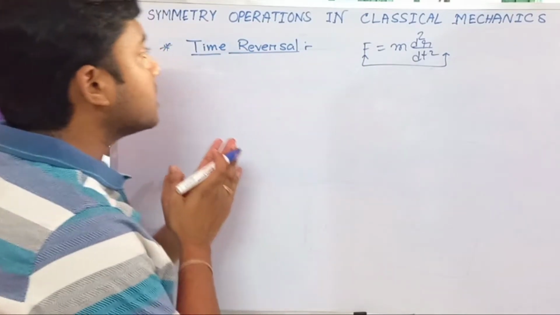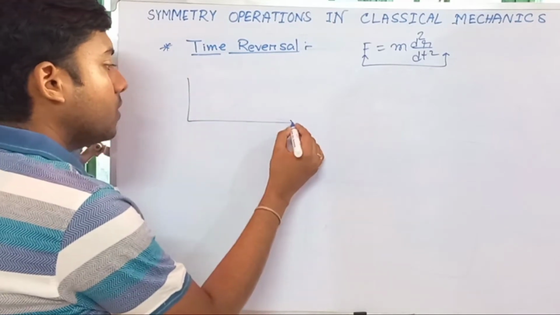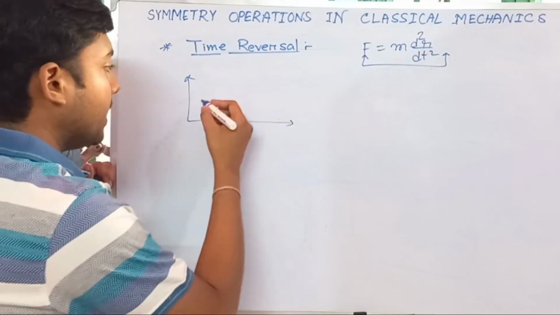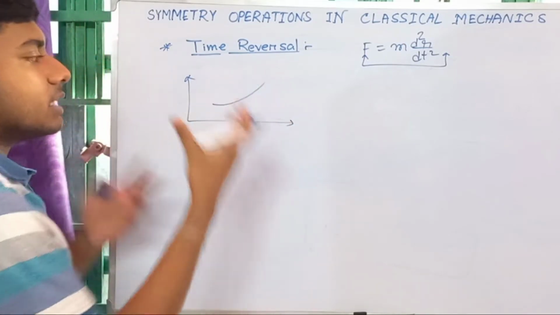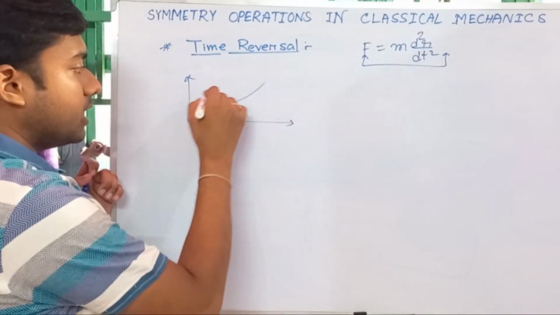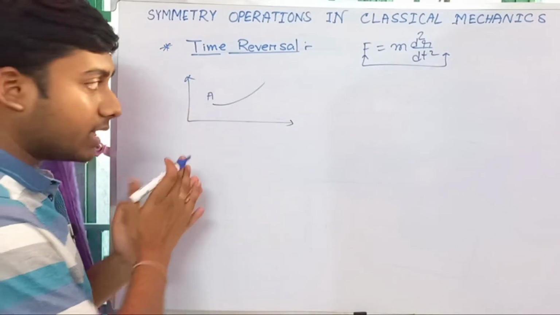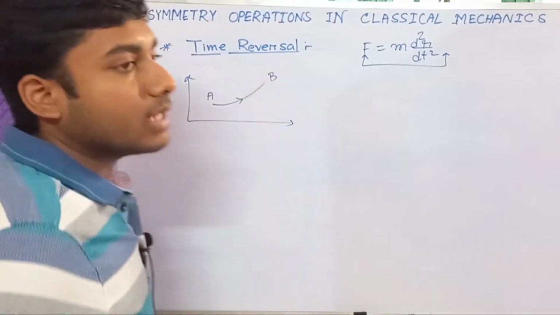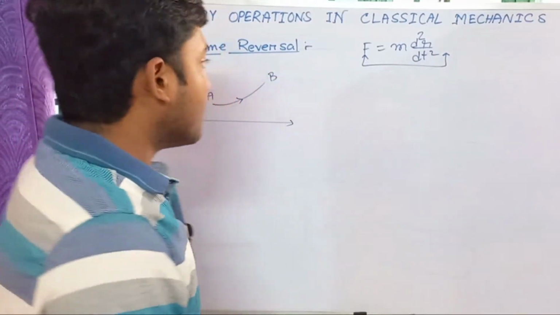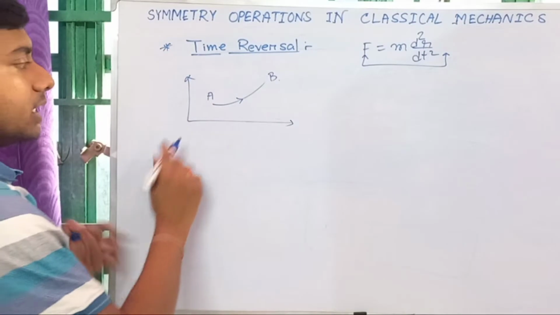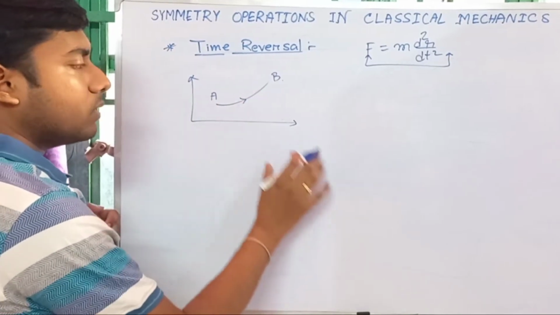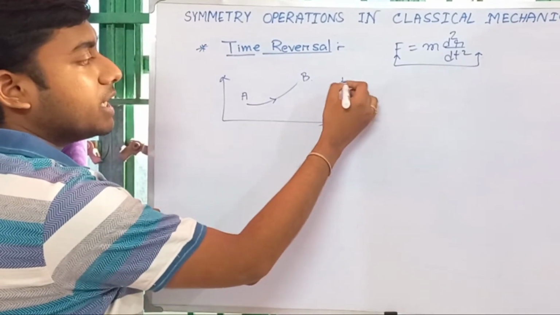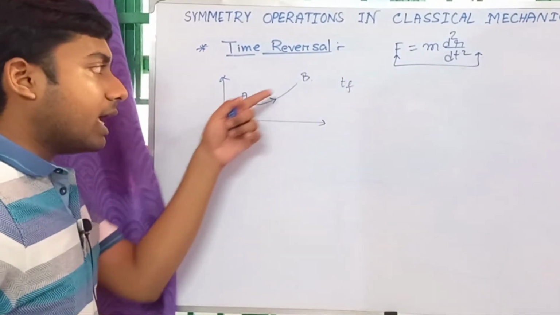Now what is time reversal? Suppose we are having a process. In this process, suppose this is an arbitrary path. This is the initial position of the particle, and this is the final position of the particle. Along this path the particle or the system is evolving. This is the initial state, this is the final state. Suppose it takes some time, tf, to go from A to B.